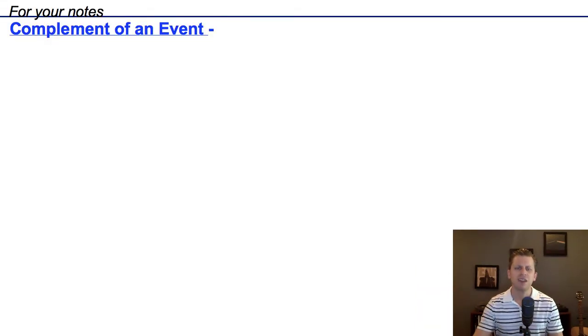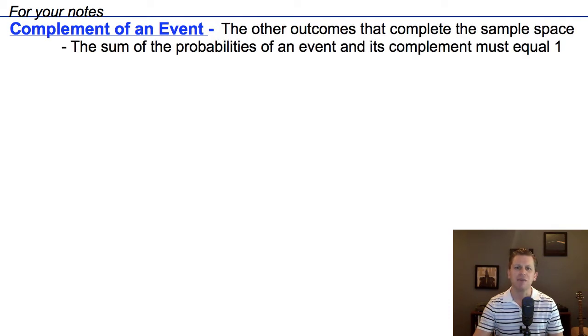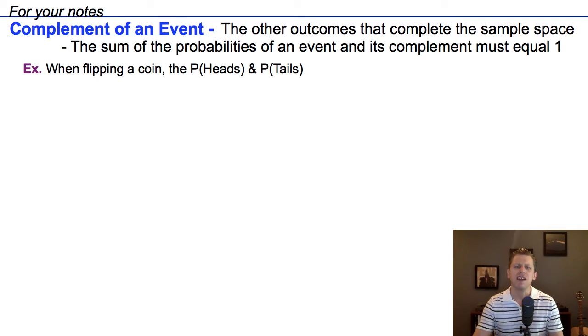I want to start this video with a definition, and that definition is the complement of an event. A complement of an event is the other outcomes that complete the sample space. The sum of the probabilities of an event and its complement must equal 1. The best way to describe this is probably to give an example. The first example is when flipping a coin. If one probability I have is the probability of heads, the complement of that event is the probability of tails. That's because those two events fill up the sample space. It's either heads or it's tails.